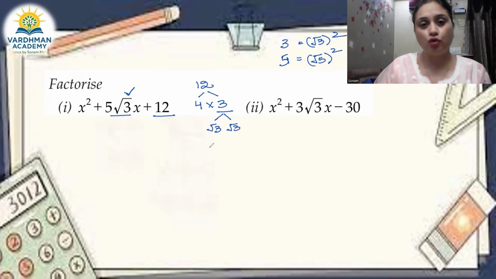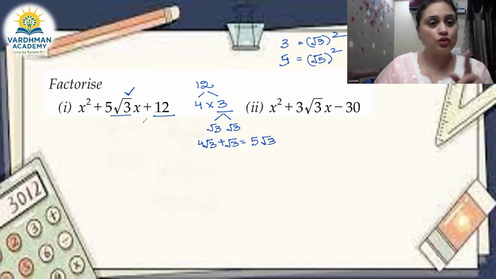So can you make the grouping here like 4 √3 and √3? So अगर आप 4 √3 plus √3 करोगे तो आपके पास क्या आ जाएगा? 5 √3. So that's what is your middle term. So this is how we do.